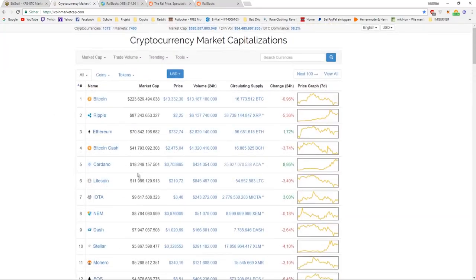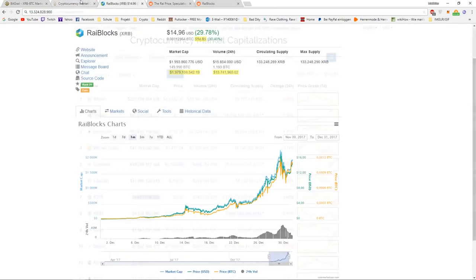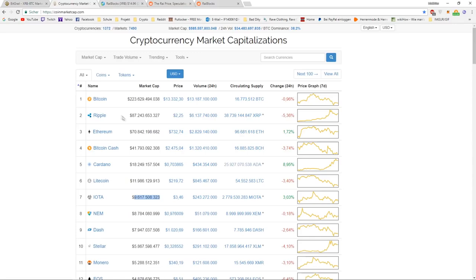So if we have a look at IOTA, IOTA is only around $4 billion away from this market cap, and Ripple has passed this market cap a few days ago.